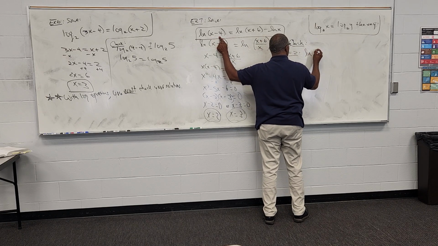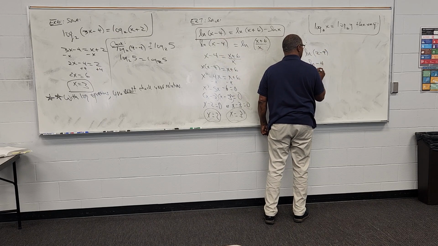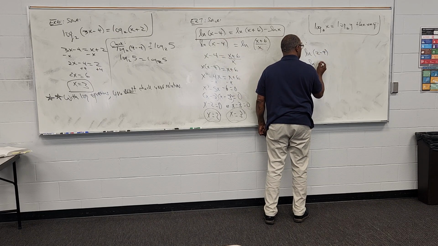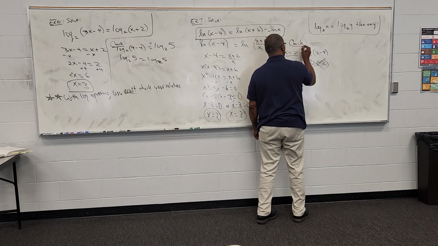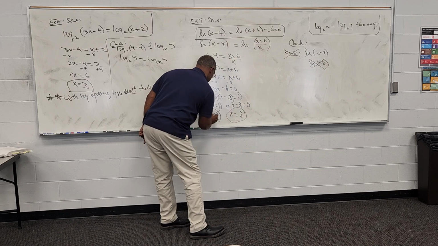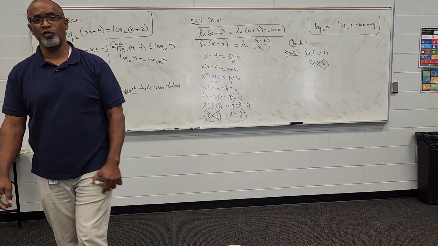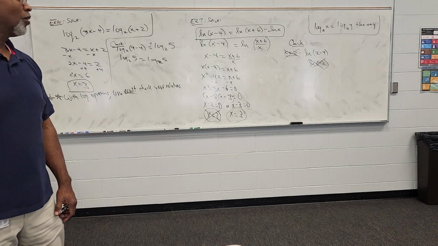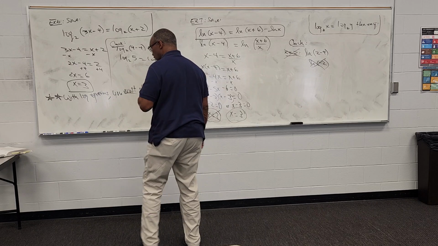Put the 2 in, ln of 2 minus 4. I can stop right there because 2 minus 4 would be ln of negative 2. I can't do that, so that solution is no good. If that solution results in you trying to take the log of something negative or the log of 0, then that solution is no good. Okay?